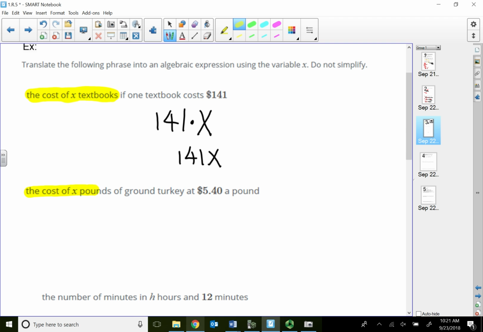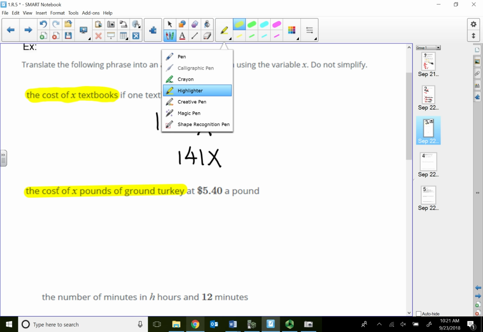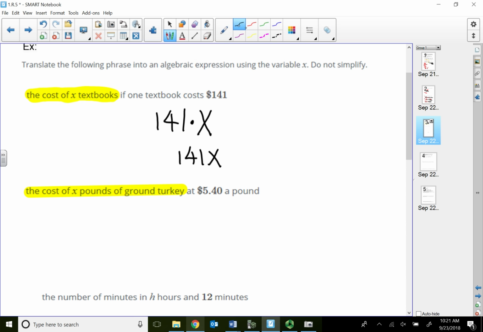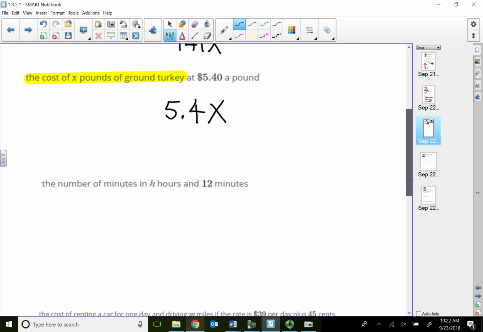The cost of x pounds of ground turkey. All right, so my answer needs to represent buying x pounds of ground turkey. It says $5.40 a pound, and I'm buying x number of pounds, so that means times x, because 5.40 represents 1 pound. Buying 10 pounds, we would times by 10, for example, if that's what x represents. So the cost of x pounds at $5.40 for 1 pound times what? x, the number of pounds I'm buying. So this whole answer represents the total cost of x pounds.